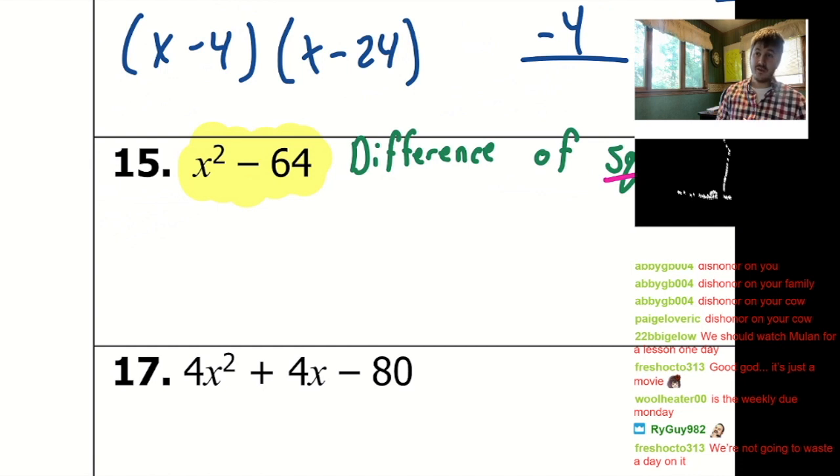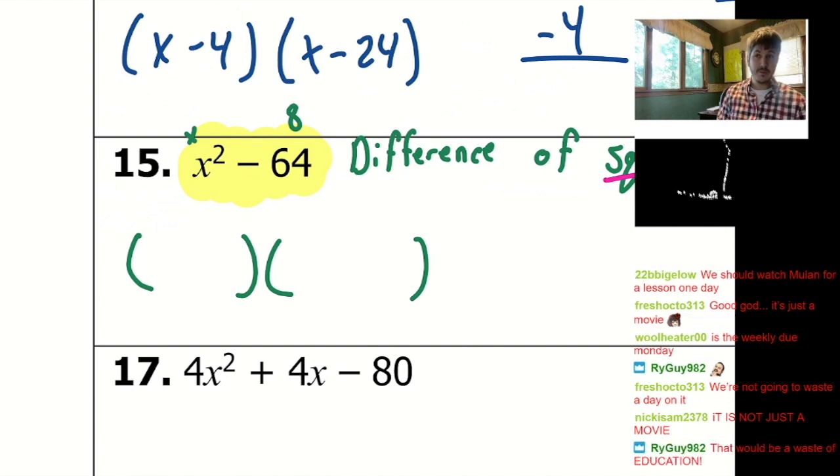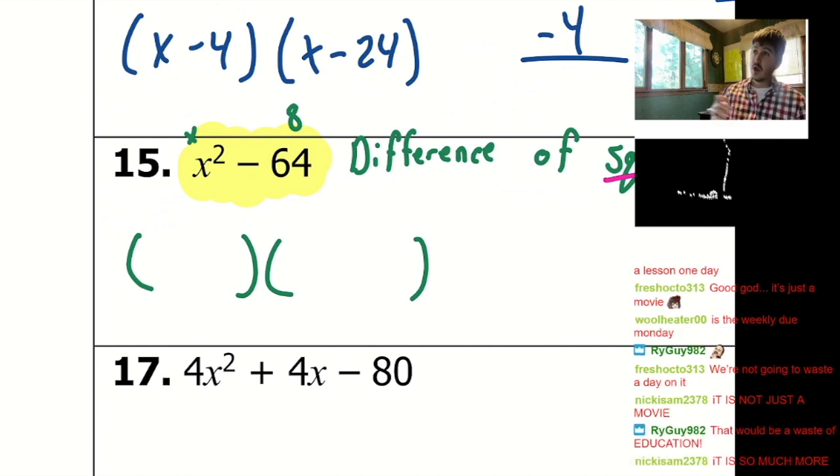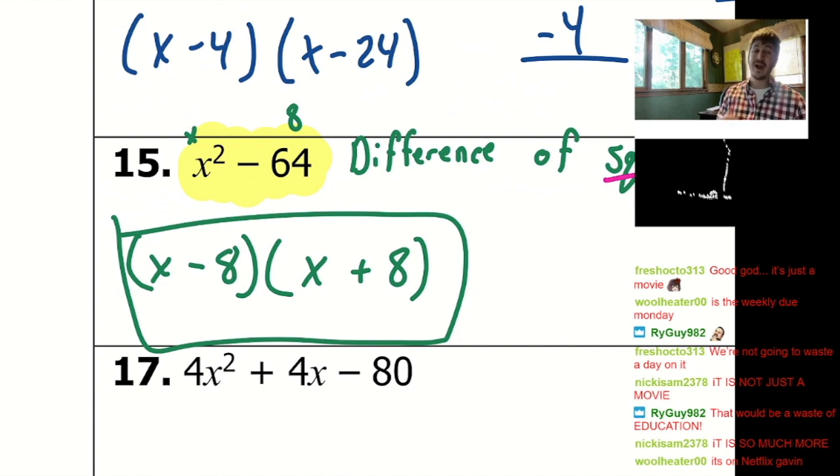X squared and 64 are perfect squares. When you square root both of them, the square root of x squared is x, and the square root of 64 is 8. So you can jump right into your double parentheses. You're going to put an x and an 8, an x and an 8. One is plus, one is minus. Doesn't matter which one. And that's difference of squares. It's very, very easy. It is that straightforward, and it works every single time, as long as those are perfect squares. If it were x squared minus 50, well, that's not going to factor as nicely because 50 is not a perfect square.